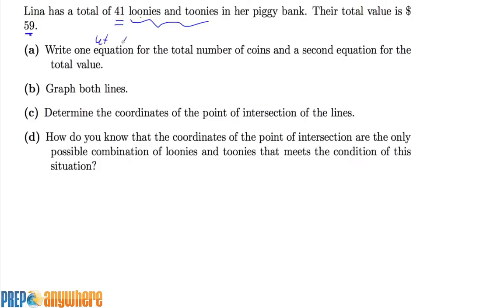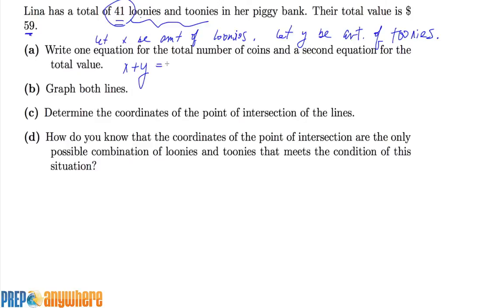So let's let X be the amount of loonies. Okay. And let's let Y be the amount of toonies. Then we can say the sum of these two has to be 41. Okay, so that's our first equation. I say first equation because we haven't yet used this $59.